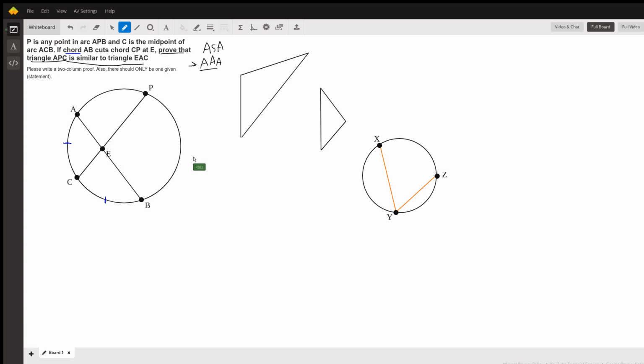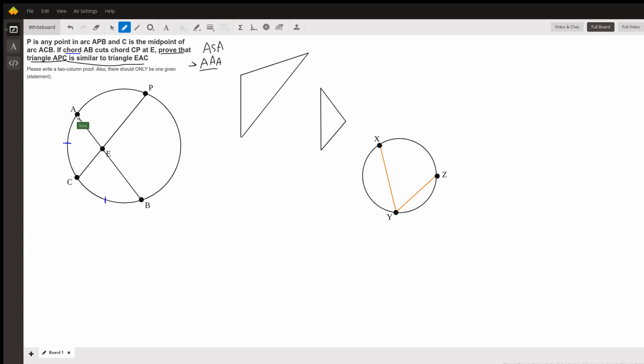Okay, so we've got those two chords intersecting, but I still don't see any triangles, right? I don't see any perfect triangles. So here's what's going to have to happen. They say something about triangle APC. So what I'm going to do to create that is connect all three of those letters, and I'm going to do that here in green.